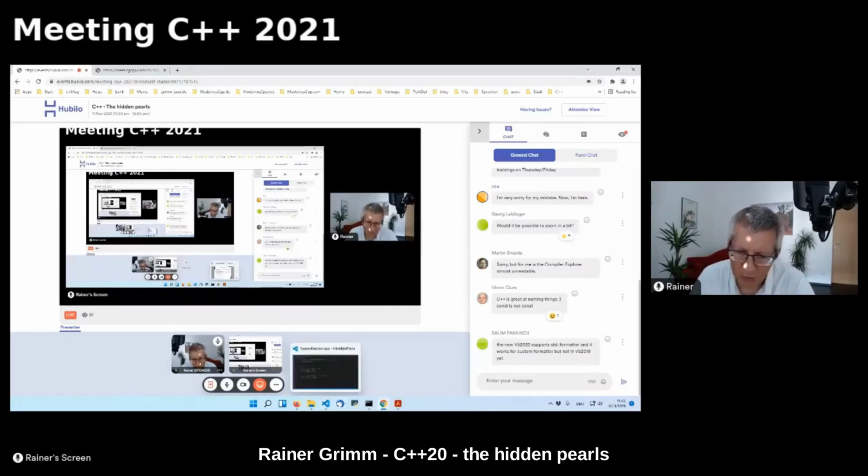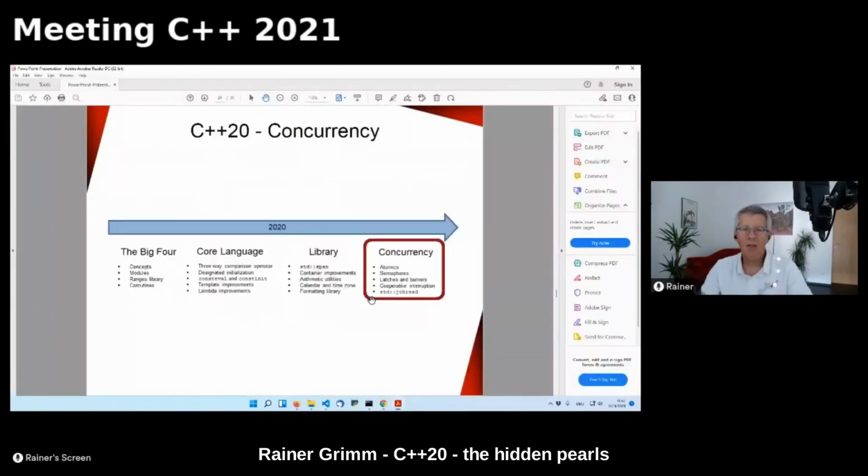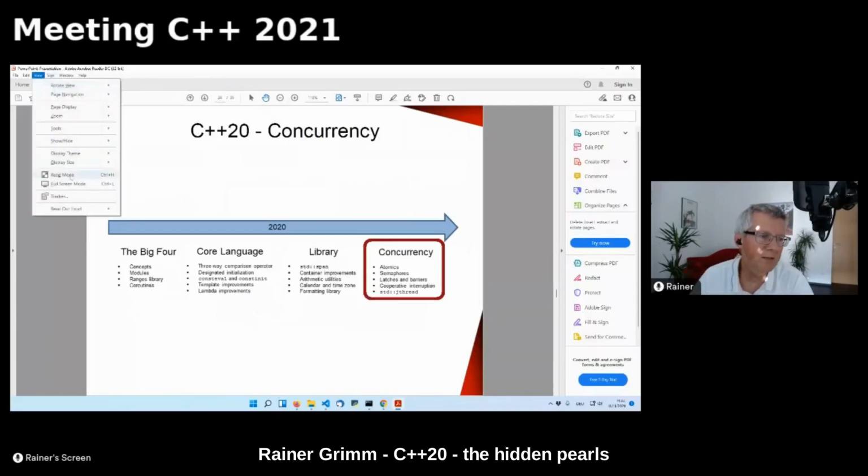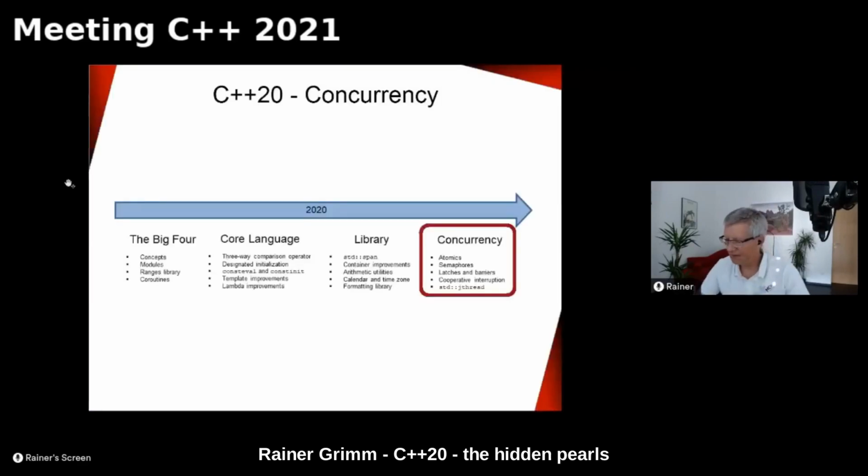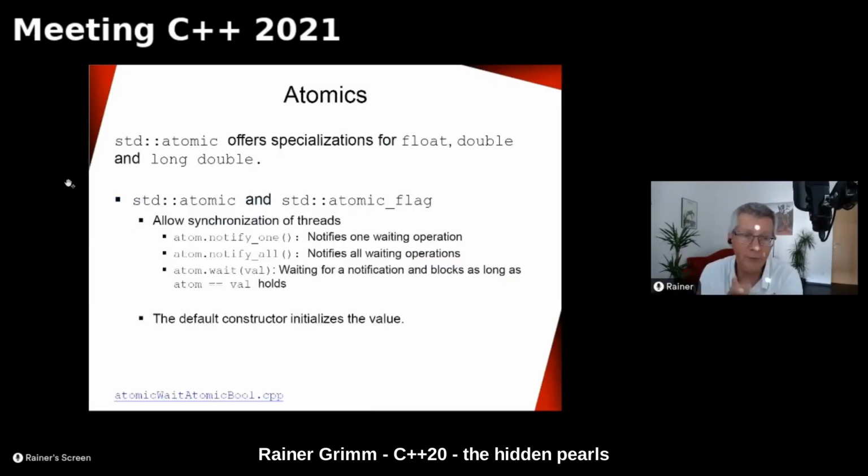I'm a little bit too slow or maybe too detailed, so let me go on. Now I come to concurrency. In concurrency we have a few very interesting features. So let me explain it, and I will make it a little bit shorter. First of all, we have, how should I say it, improved atomics. std::atomic, which we have since C++11, and std::atomic_flag, which we also have since C++11, support 3 new member functions: notify_one, notify_all, and wait.